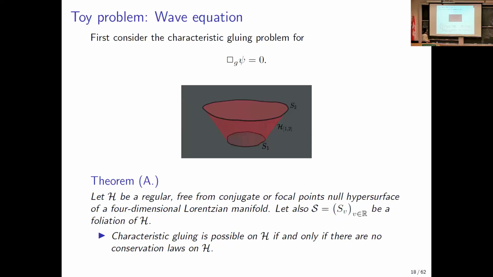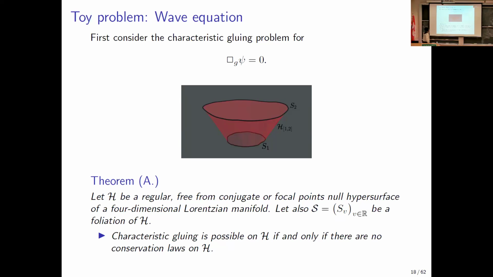The wave equation imposes constraints on what psi can do on a null hypersurface. So when you require the wave equation, and moreover, you require your data to be prescribed here and here, that's an overdetermined problem. And you want to know whether this overdetermined problem has a solution. That's the gluing problem in the characteristic direction.